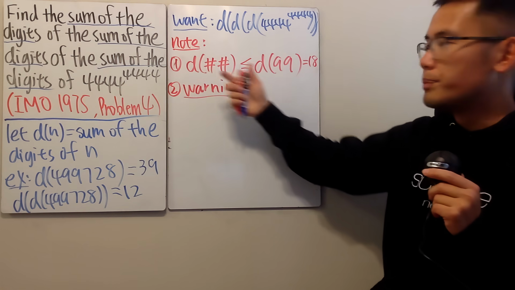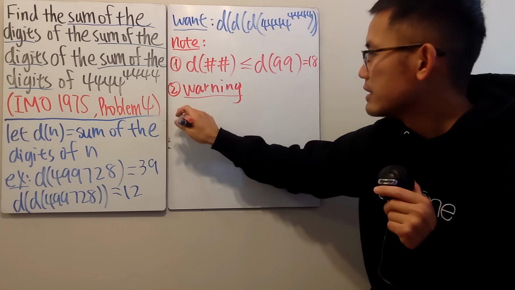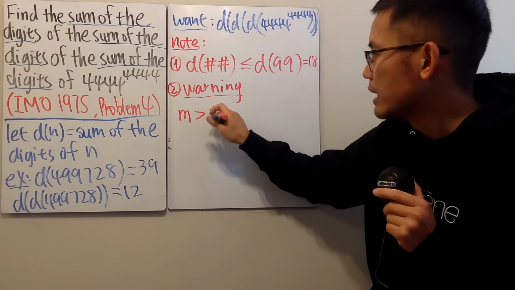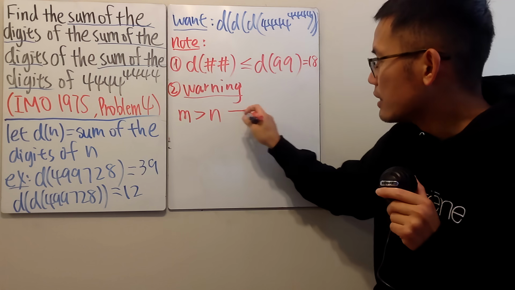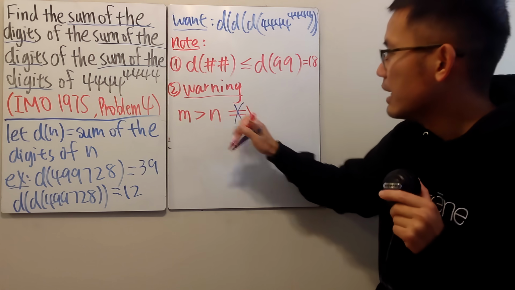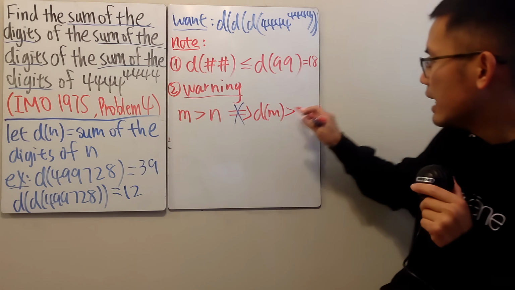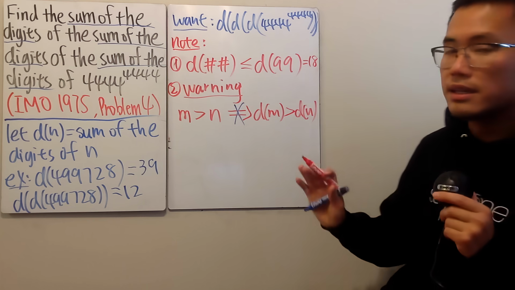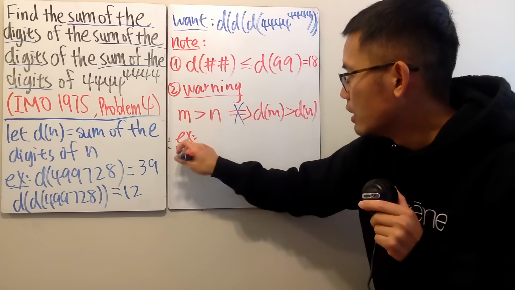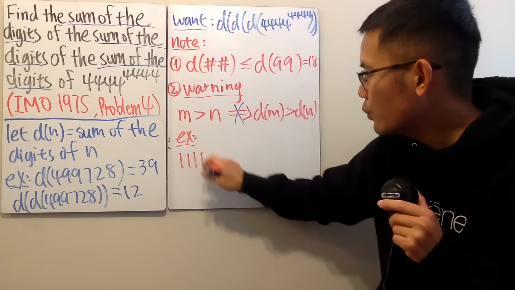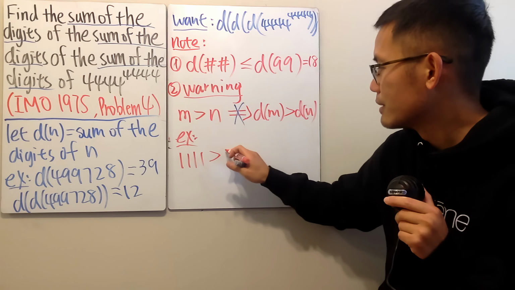This is true if you replace the numbers with 9, that's okay. But if you have, let's say, two numbers, m and n, where m is bigger than n, this does not imply that the digit sum of m is greater than the digit sum of n. It does not imply that. For example, we all know 1111 is bigger than, let's say, 7.